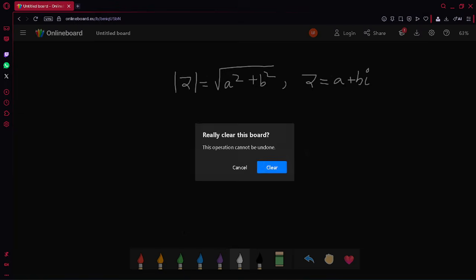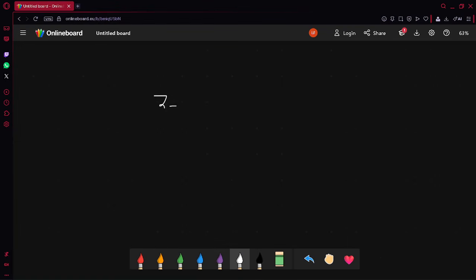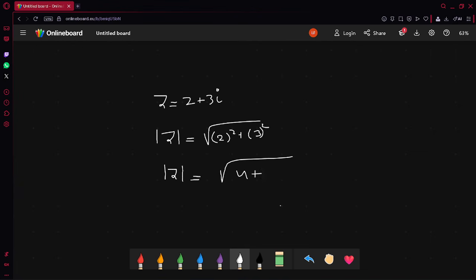Now let's try a few problems on it. If I give you z equals 2 plus 3i, what would be the modulus of z? And this is the square root of 2 squared plus 3 squared. This would be the square root of 4 plus 9, and this is the square root of 13. And you could try prime factorization. You would get the square root of 2 times 2 times 3, which is 2 root 3.